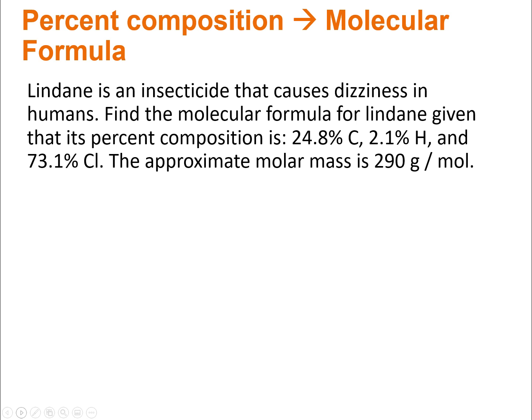What we're going to do here, and I did this example in the YouTube video, but I'm going to do it again so you have the opportunity to ask questions along the way, and then you'll get to do one yourself. We're going to take the percent composition of a compound and the molar mass and figure out the molecular formula. The only way you can do that is by figuring out the empirical formula first.